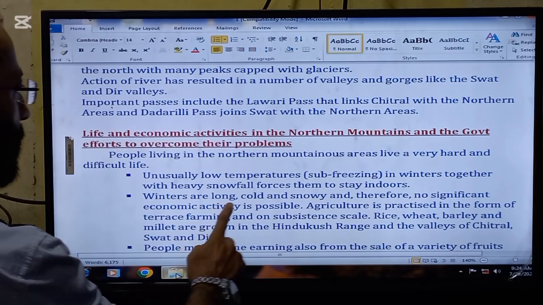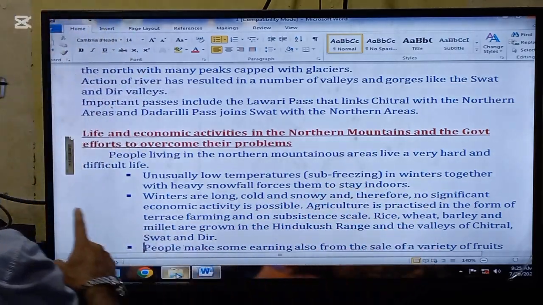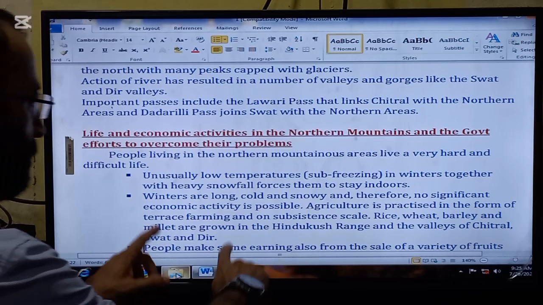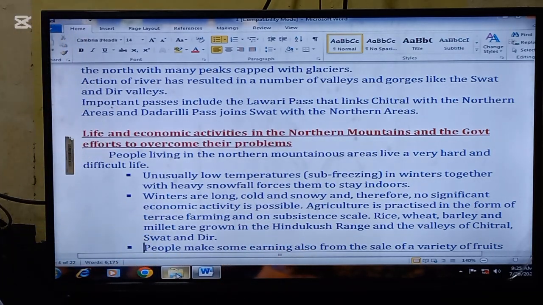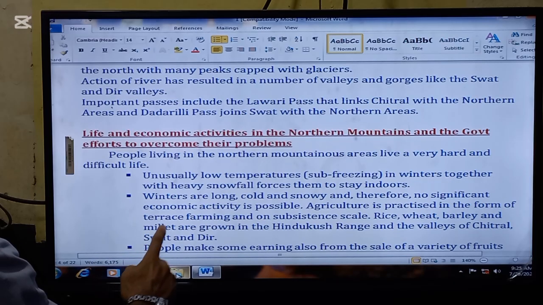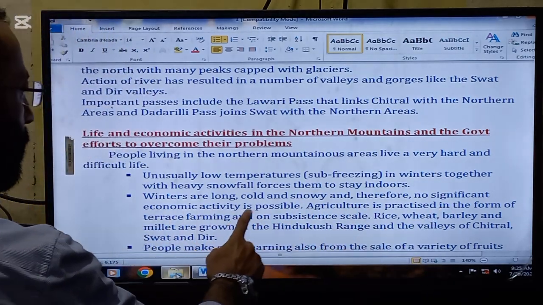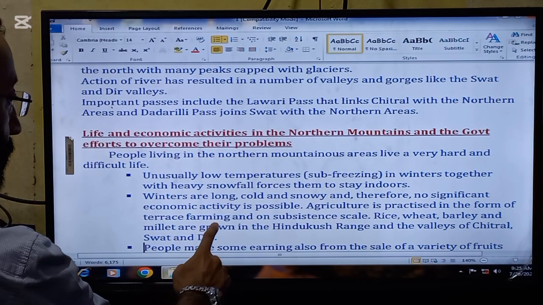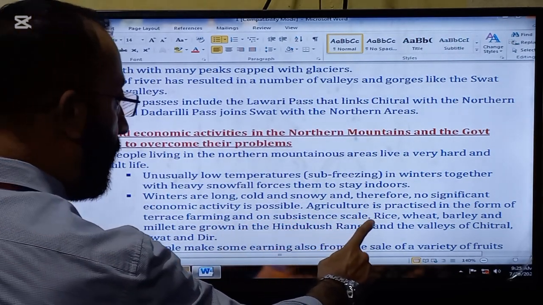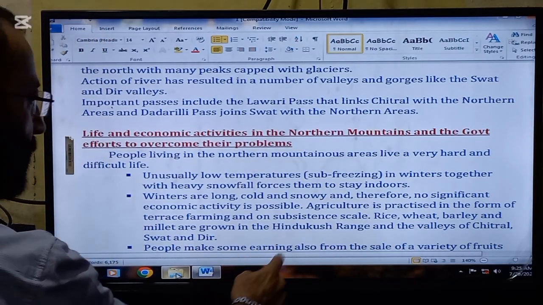People living in the northern mountainous areas live a very hard and difficult life, and here we are going to read the problems and the government efforts to remove these problems. Unusually low temperatures of freezing in the winters together with heavy snowfall force them to stay indoors. Winters are long, cold and snowy, and therefore no significant economic activity is possible in the winter.